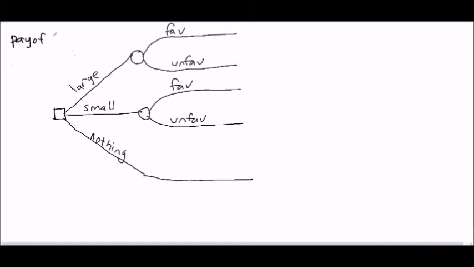We enter the payoffs. To make it easier, the payoffs are expressed in thousands of dollars. So for large favorable, the payoff is 200,000. Large unfavorable, negative 180. Small favorable, 100. Small unfavorable, negative 20.